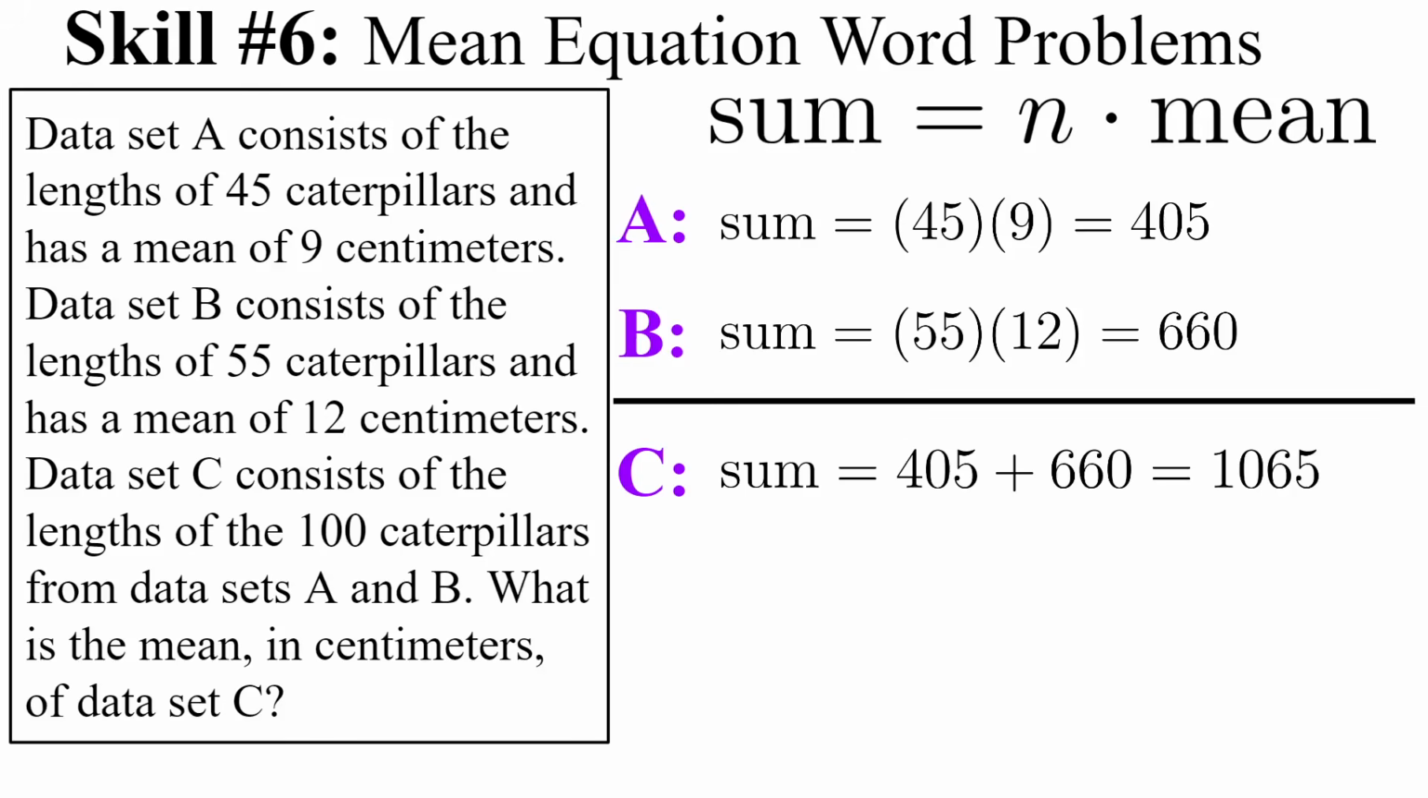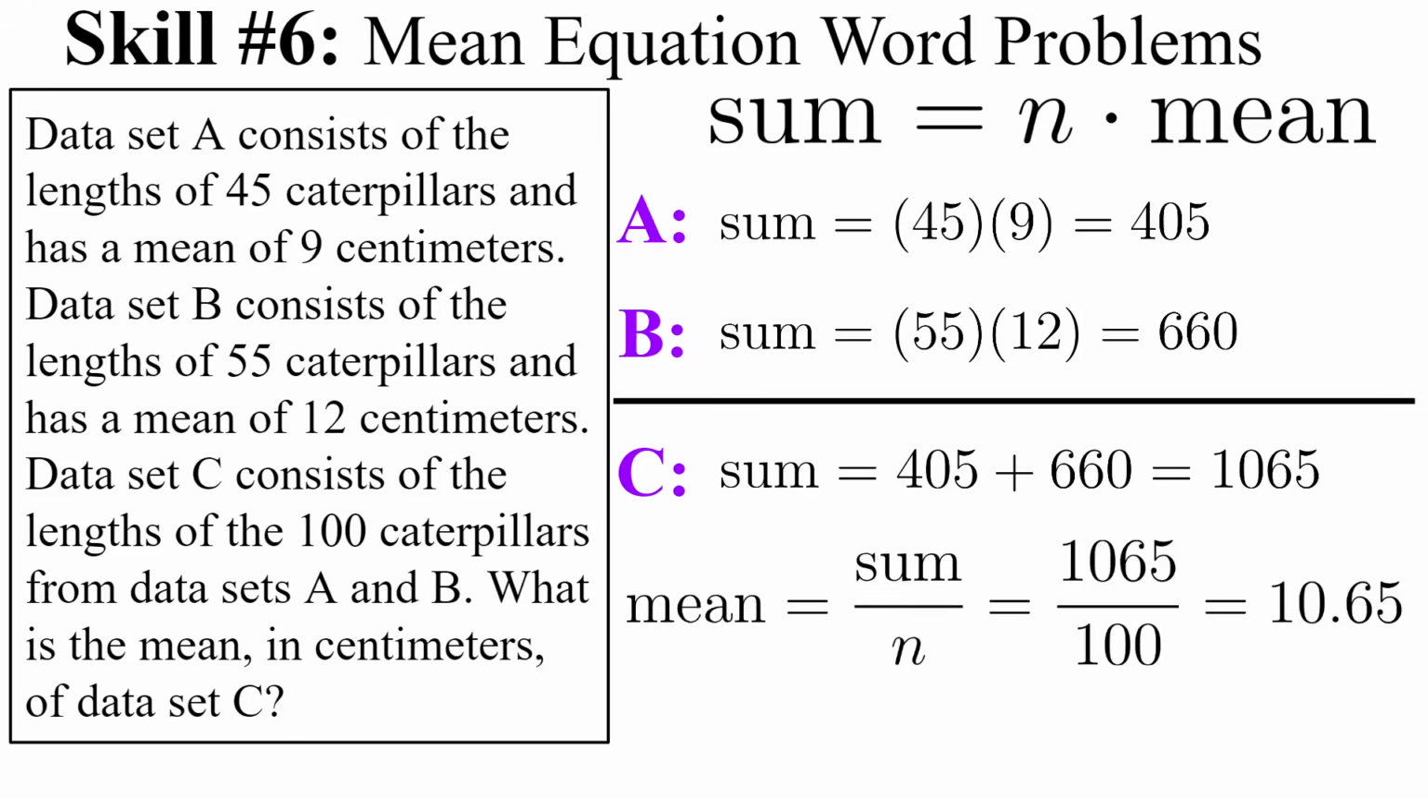And they told you n was 100, right? It says the lengths of the 100 caterpillars, but they didn't even need to tell you that. You could have done 45 plus 55 and figured it out. So just keep that in mind. But they saved us some work there. We didn't have to do that. So we get 1065 over 100, which is 10.65. So the mean of data set C is 10.65. So that would be our answer.